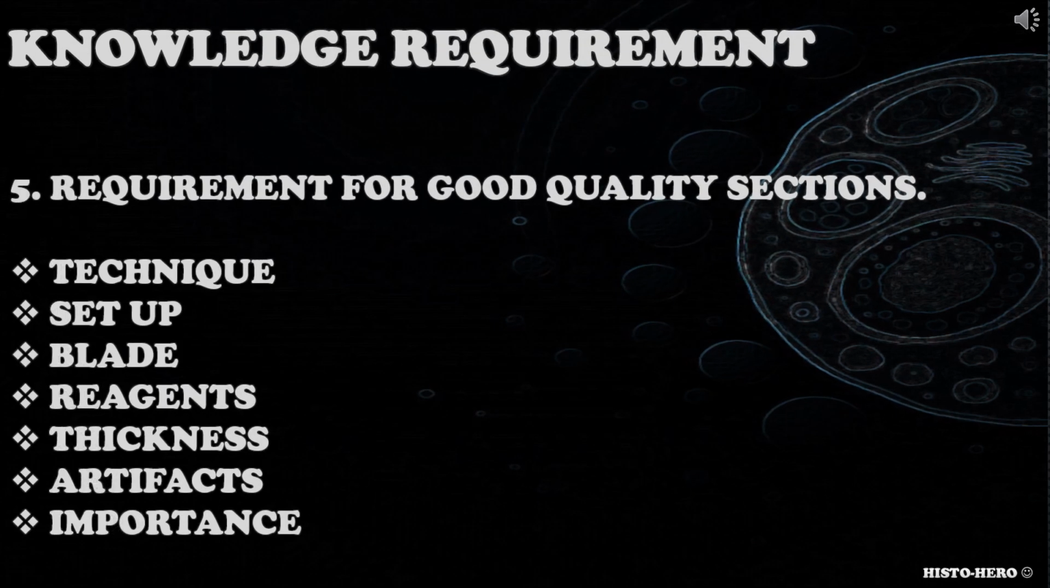The fifth knowledge requirement is for you to know requirements for good quality sections. Why is good quality section important? What are the requirements for a good quality section? What solutions can be used to help you get a good quality section for difficult blocks? Consider cutting technique, microtome setup, sharpness of the blade, use of reagents to help with problematic blocks, optimal section thickness, presence of artifacts like creases, folds, scores, squames and how to minimize them, the importance for good quality section.